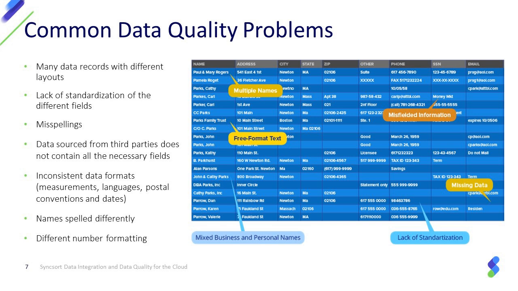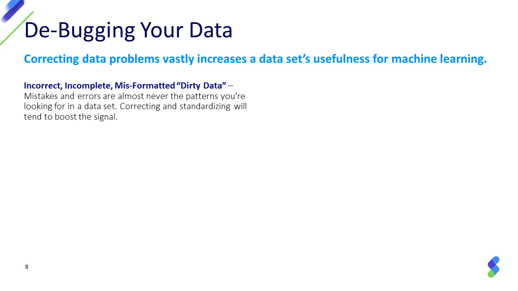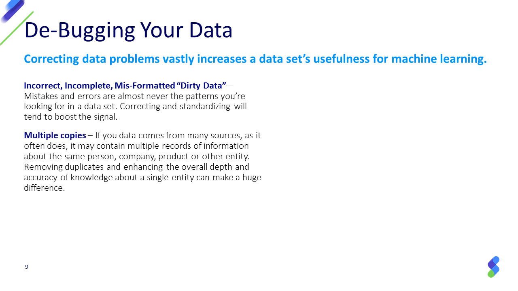So we have this data. We have it all gathered together, but we've got all of these quality problems. What is it we're trying to accomplish? We're trying to debug the data, essentially. Just like you used to debug source code, we're now trying to take the bugs out of the data in order to make it work better for our machine learning models. So we want to take this incorrect, incomplete, misformatted data. The more data sets you combine, the more this is going to be compounded.